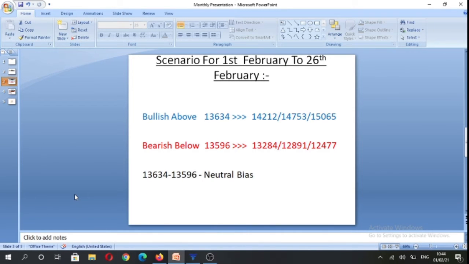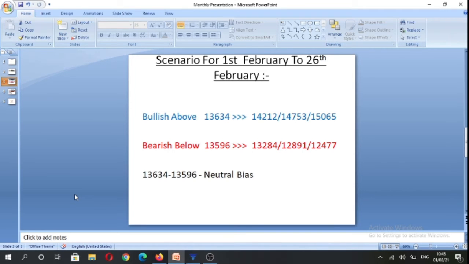So based on the monthly time frame, we get the following scenario for February. We would be bullish above 13,634 levels, and we can potentially trade towards 14,212 levels, 14,753 levels, and potentially 15,065 in the month of February. Or on the flip side, below 13,596 levels, we can potentially trade towards 13,284, 12,891, and 12,477 levels.